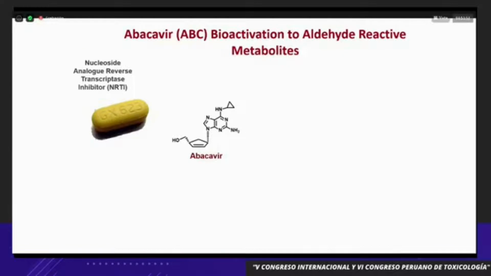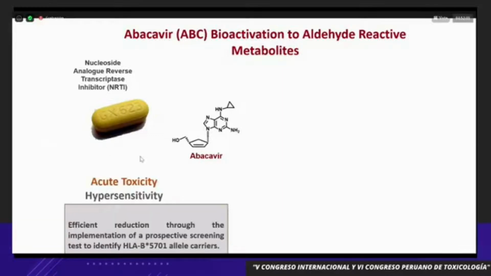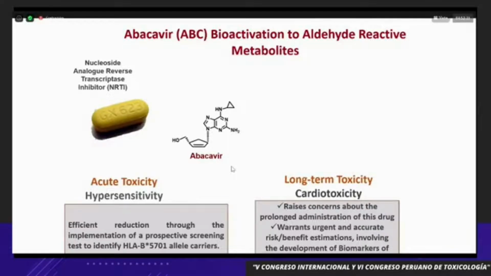One of the drugs that I have studied is abacavir. Abacavir is a nucleoside analog reverse transcriptase inhibitor used in HIV therapy. Abacavir is linked with acute hypersensitivity that has been demonstrated to be genetically related. However, it is also linked with long-term toxicity, mainly cardiotoxicity. Of course, this kind of toxicity raises concerns about the prolonged administration of this drug and warrants urgent and accurate risk-benefit estimations, involving necessarily the development of new biomarkers of toxicity.